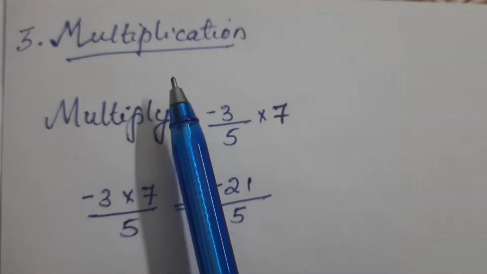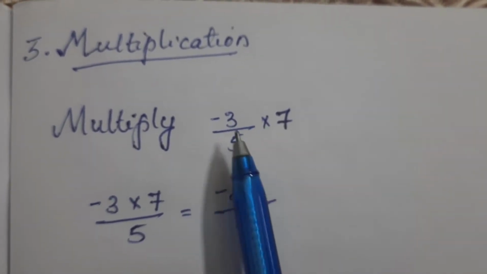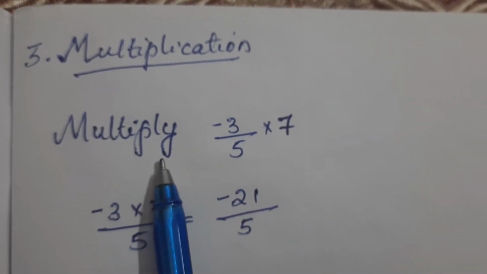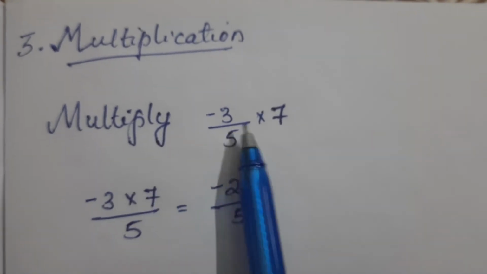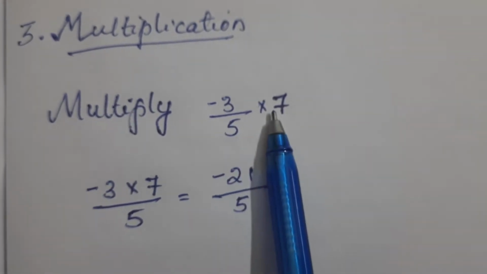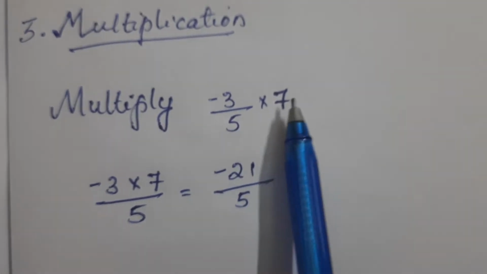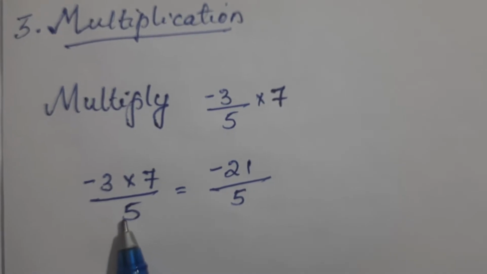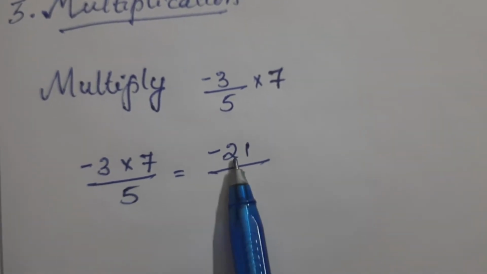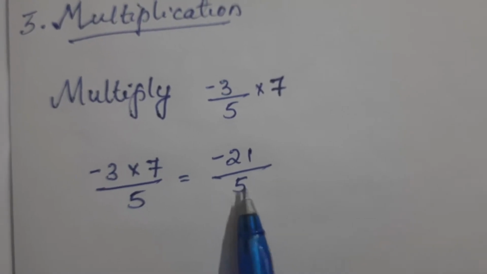Multiplication of rational numbers. Now, how to multiply two rational numbers? First, a rational number and an integer. Let's take an example. Multiply negative 3 by 5 and 7. To multiply a rational number with an integer, we have to multiply the numerator of the rational number with the integer, and the denominator can be kept as it is. So here negative 3 into 7 becomes negative 21 by 5. This is the answer of this multiplication.